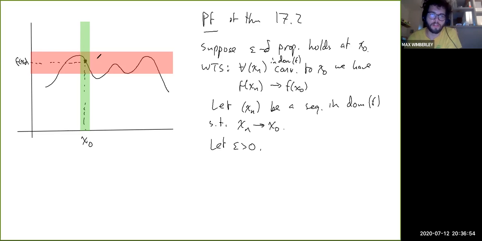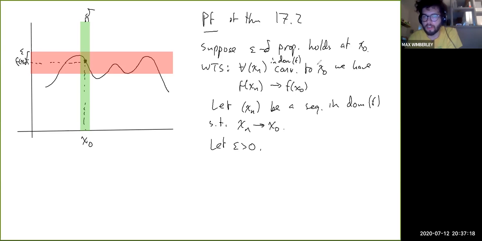So here you can see I've drawn a picture of the epsilon-delta property. So this is epsilon, and then of course this is delta, right? So we let epsilon be greater than 0. Then we'll use the epsilon-delta property first to pick a delta. So that way we know what we're aiming for, right?